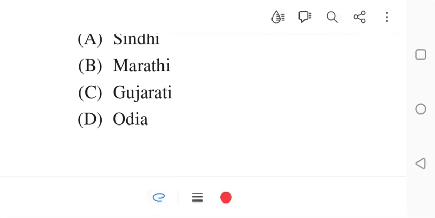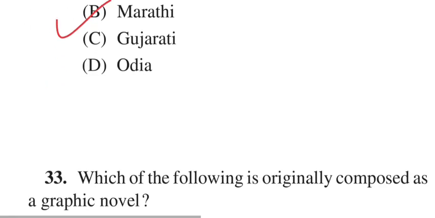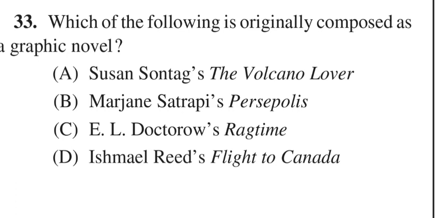From Marathi, so many plays have been translated into English, and you must know those notable writers and notable plays. Number 33, it says, which of the following is originally composed as a graphic novel? Susan Sontag's The Volcano Lover, Marjane Satrapi's Persepolis, E. L. Doctorow's Ragtime, Ishmael Reed's Flight to Canada. All are important. And if you don't know what a graphic novel is, you have to do your own research about it. The correct answer of 33 will be B.